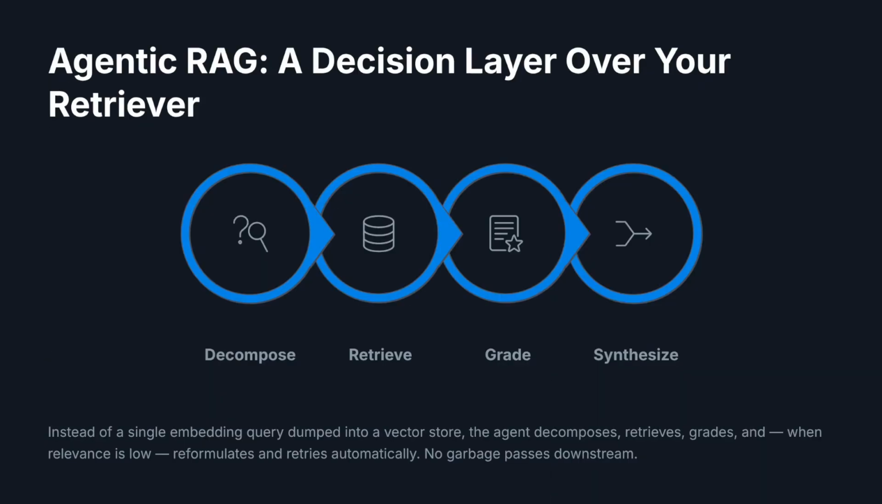So Agentic RAG adds a decision layer on top of your retriever. Instead of dumping one query into a vector store and hoping for the best, the system breaks complex questions into smaller subqueries. Each result gets graded by the LLM for relevance. And here's the thing, if a result scores low, the agent reformulates and tries again. It doesn't just pass garbage downstream.